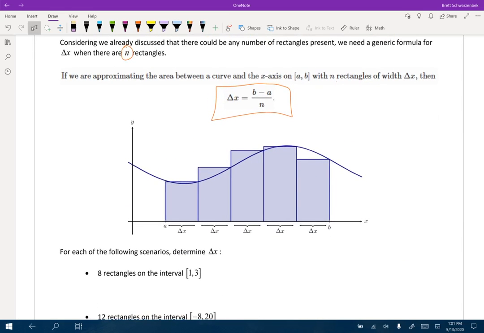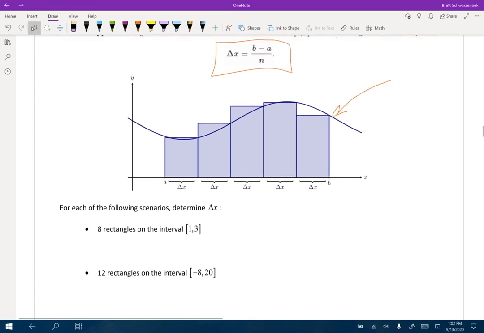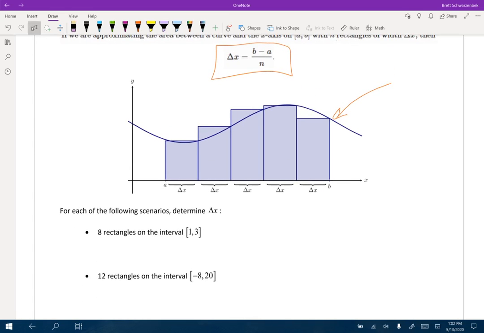So again, you can see the diagram here. Each one is the change of x. B and a are the 2 endpoints of the area that you actually want to find. So that's the formula we're going to use. So let's use that formula real quick. Let's say that we have 8 rectangles on the interval 3 to 1. How would we find the change of x?